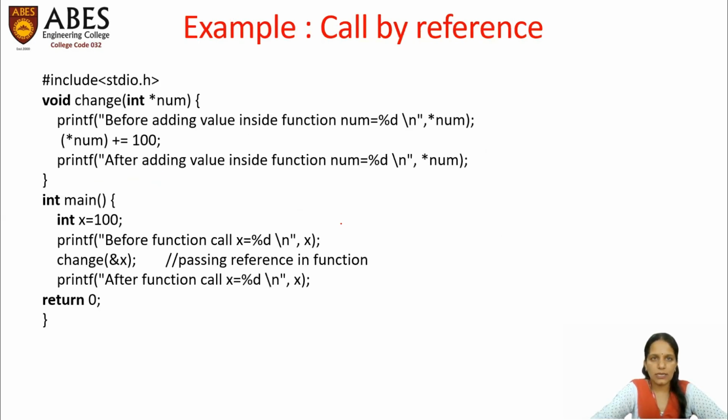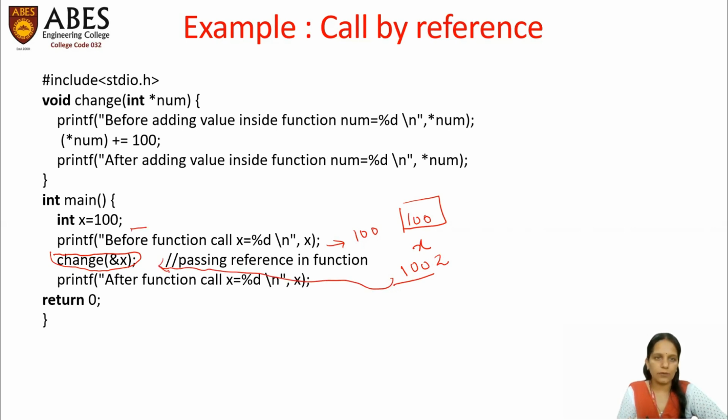So let's take an example. The same example I have taken, the value of x is 100 here also. Before the function call, it will not be changed, and it will give you 100, right? Now, just see this line. In the function call, we are passing the address. So if x is saved at, let's say, the address 1002, and we have the value 100 there, this address is passed into the call by reference, right?